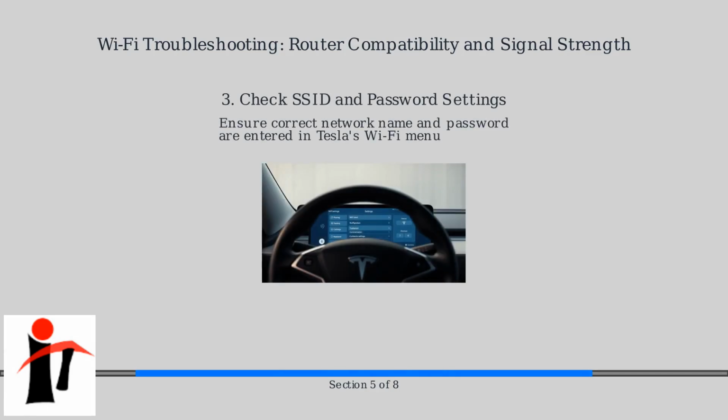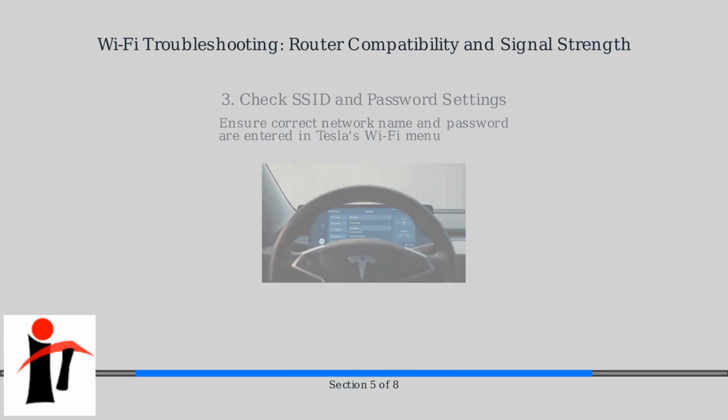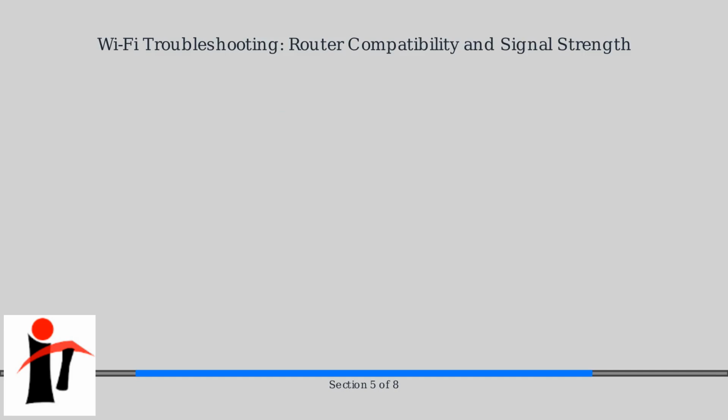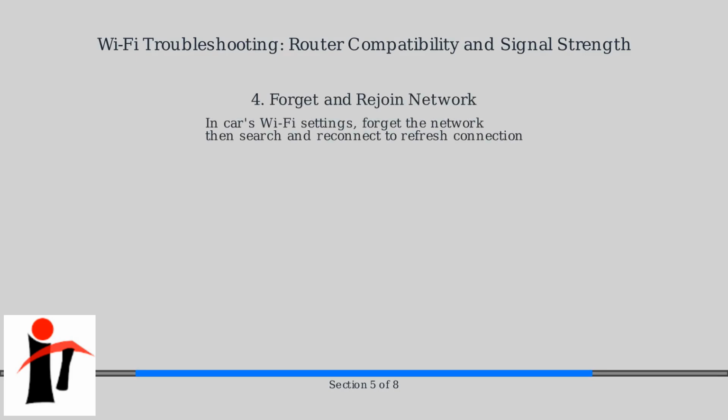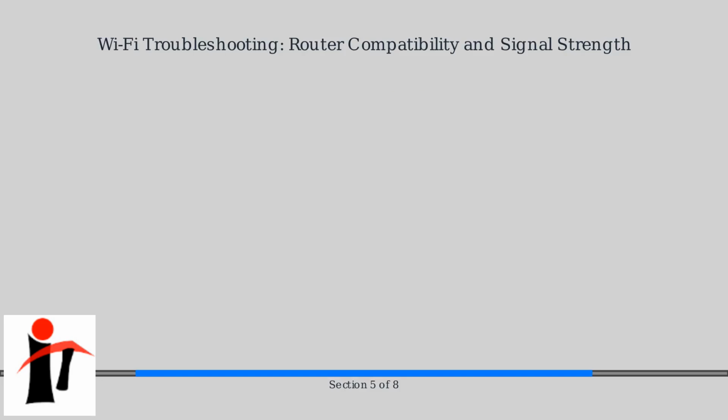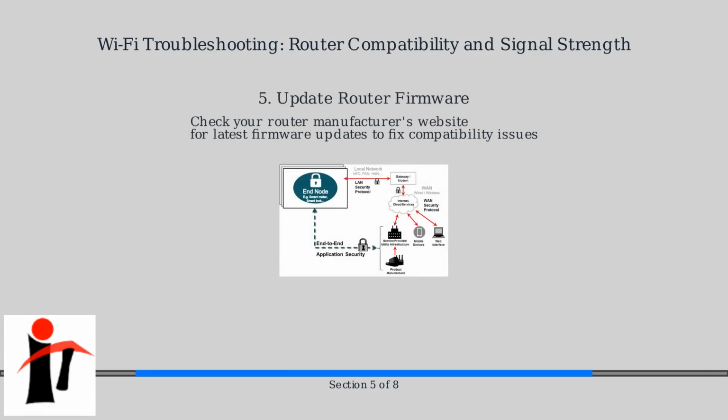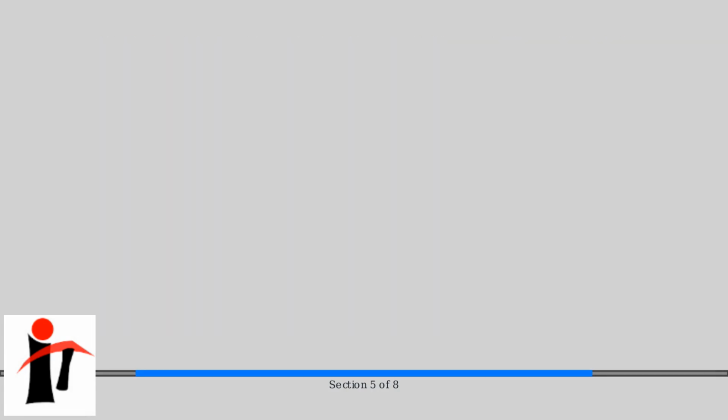Check that the SSID and password settings are correct. Access the Wi-Fi menu on your Tesla's touchscreen to verify network credentials. Try forgetting the network and then rejoining it. This refreshes the connection and can resolve authentication issues. Finally, update your router's firmware. Outdated firmware can cause compatibility problems, so visit your router manufacturer's website for updates.